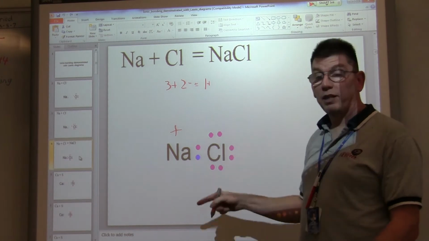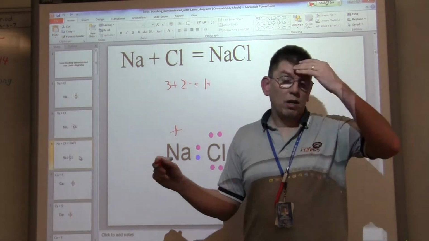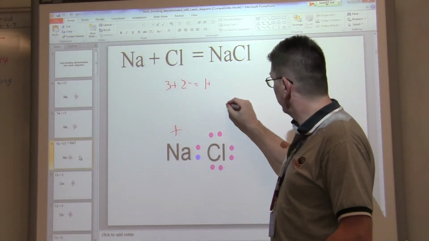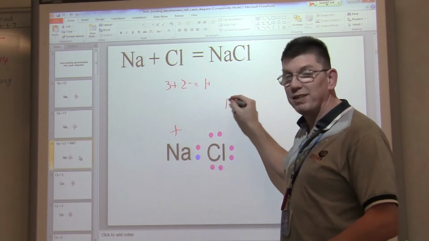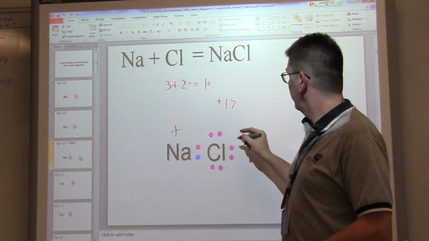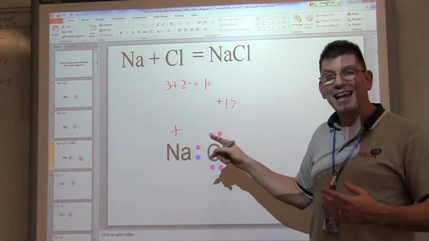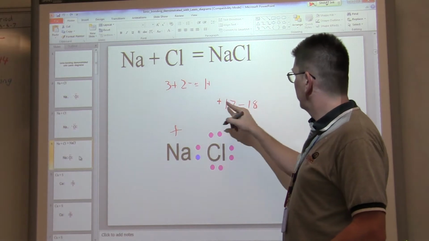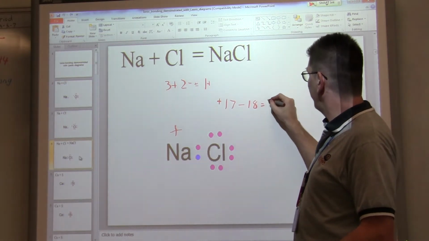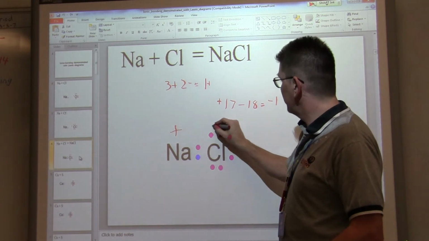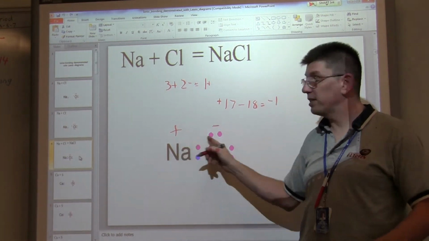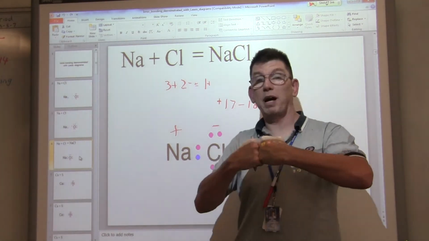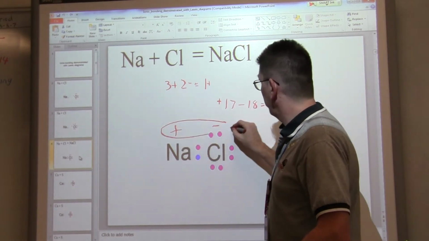The chlorine, on the other hand, has 17 protons. So that's 17 positive charges in that. The chlorine now has 18 electrons. So you have 18 negative charges. 17 minus 18 equals a negative 1 charge. Chlorine becomes negatively charged. Positive and negative, opposite charges attract, just like a magnet. This is how it chemically bonds. These opposite charges pull them together.